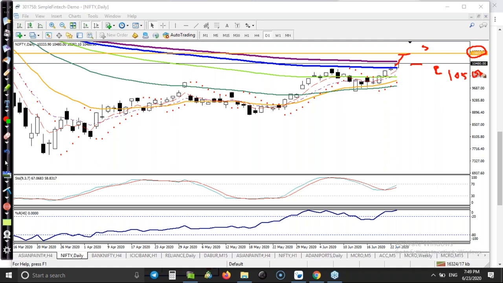10,500 strike price, suppose this one is at the money. And I sold 10,800, out of the money. Does that make sense? All right, this is how it should look.